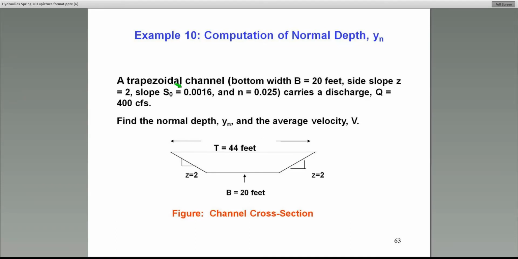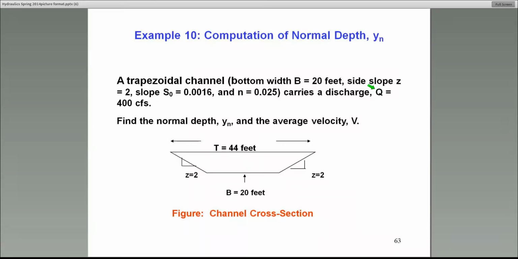S naught is 0.0016. This is the longitudinal slope, by the way, of the channel. That's the Manning's N. I'm going to give you that value here. It carries a discharge of 400 CFS. That means if a channel is carrying 400 CFS with this slope and this roughness, what should be the depth? Okay, and that depth typically is what we call uniform flow depth, Yn. By the way, every channel tends to flow at that depth. That's why it's called normal depth.